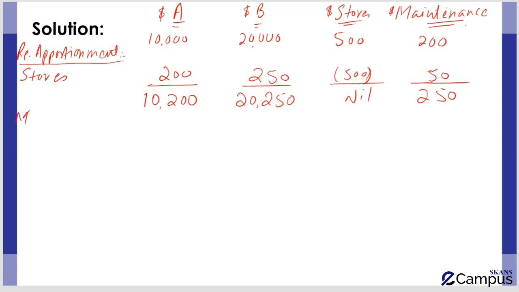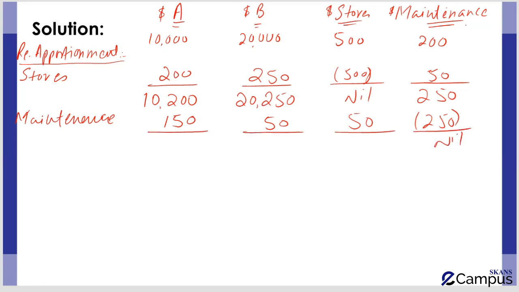When we reapportion maintenance, we will charge 60% of 250 to A, which would be 150, 20% to B, which would be 50, and 20% to stores, which would be 50, and we will subtract 250 from here. Nil balance for maintenance, 50 balance for stores, 20,300 for B, and 10,350 for A.